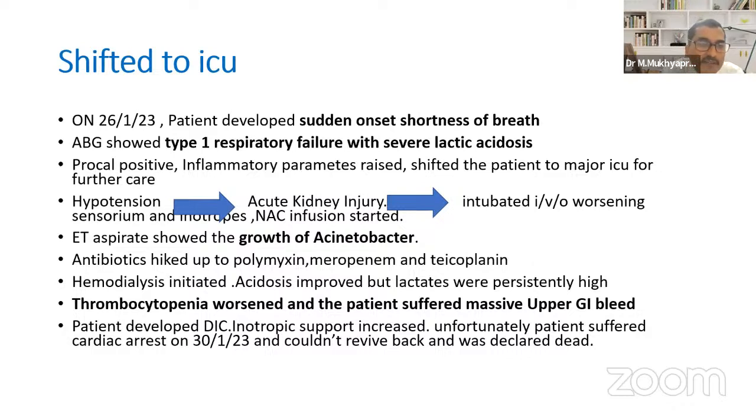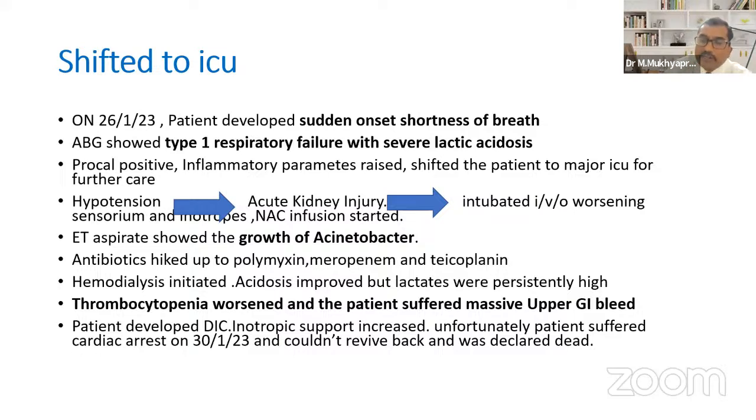But on 26th January, he had sudden onset of shortness of breath. He collapsed in the ward. We had to shift him to ICU. There was respiratory failure, severe lactic acidosis. Again, inflammatory parameters were raised. He had developed hypotension, acute kidney injury. His blood and ET grew Acinetobacter. We gave polymyxin again, but this time we failed. His thrombocytopenia again worsened. The patient developed a massive GI bleed, and he succumbed to the illness.